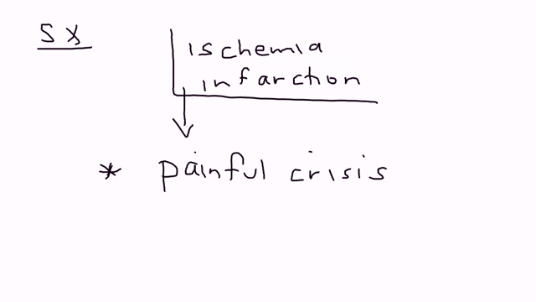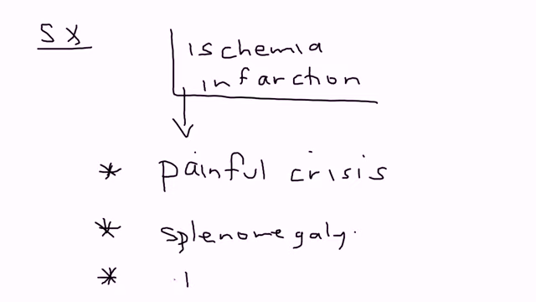Other things that can happen is you can develop splenomegaly, which is enlargement of the spleen. The spleen is essentially overwhelmed by these sickle-shaped red blood cells, and that can eventually cause the spleen to enlarge. Another thing that can happen because of the poor blood flow is that you can detect it on a heart exam. You'll have a cardiac murmur.